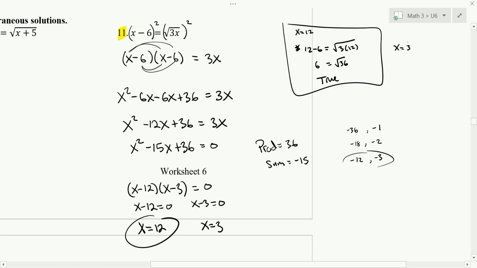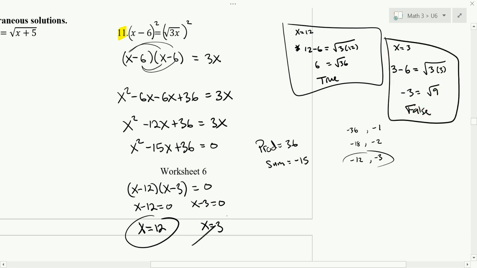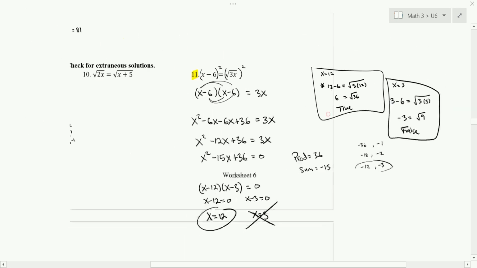Or should we just throw it out because we already got one? No, we need to check because it's possible that this one might work out. Let's try it out. 3 minus 6 is equal to the square root of 3 times 3, or negative 3 is equal to the square root of 9. This one is false, so we can throw this one out. We have an extraneous solution.